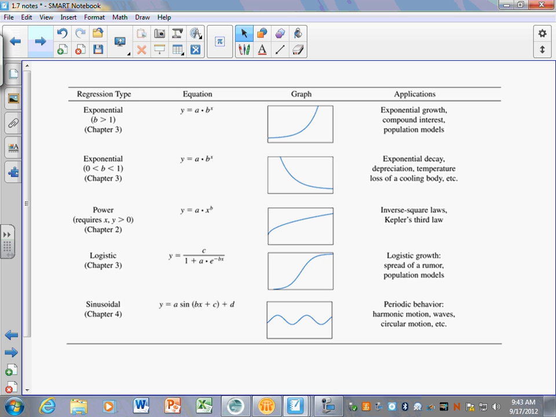And then here's a bunch more here. Exponential, we talked about that with population. Power, we'll talk about that in chapter 2. Logistic, we talked about that already with population models. And sine and cosine, we'll get there next semester. We'll start with chapter 4 next semester. And we'll talk a lot about all those trig functions and what we can do with them.